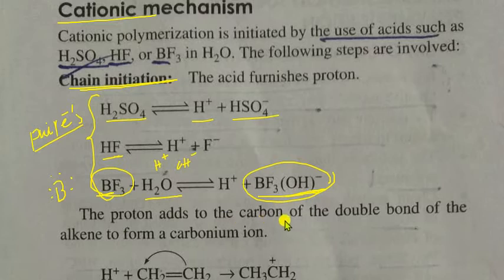The proton adds to the carbon of the double bond in the alkene to form a carbonium. You can see here where the carbonium comes out. This BF3 reacts with H2O and forms this ion, and we are not taking this further. Now this H plus reacts with any of the monomer you take. Here is the monomer I have taken, you can see. So this H plus reacts with the monomer as you see, and you have a plus over here.